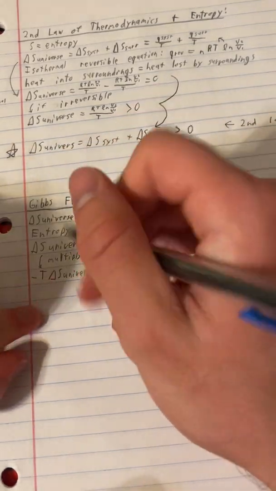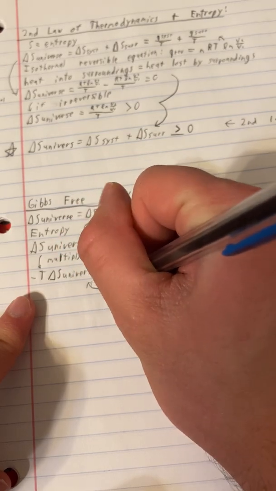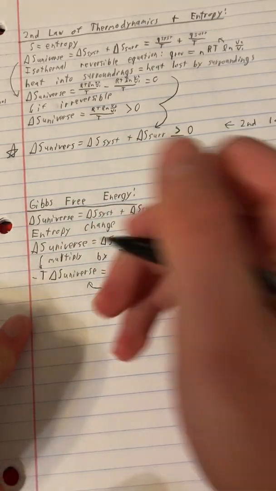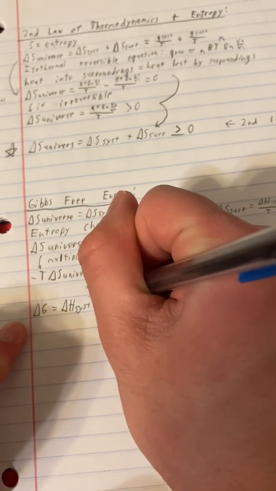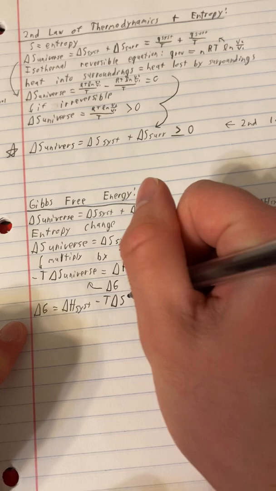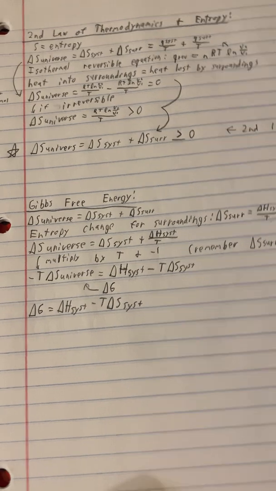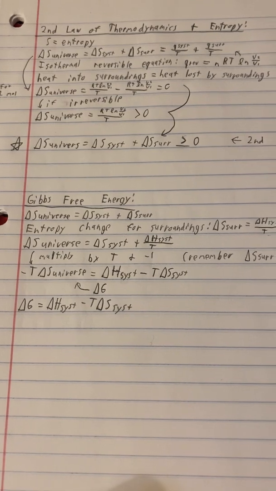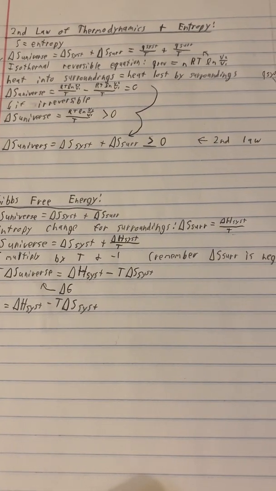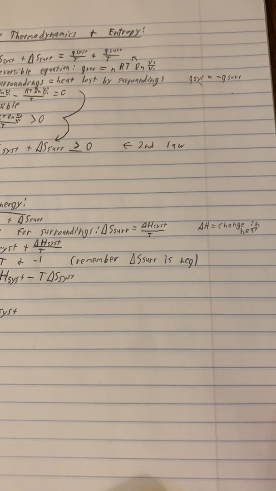So now what this side is, is delta G. So now we have delta G equals delta H of system minus T delta S of system. And that is the Gibbs free energy equation. So I will pan back and forth. This is how you derive the second law of thermodynamics and entropy equations, and the Gibbs free energy equation.